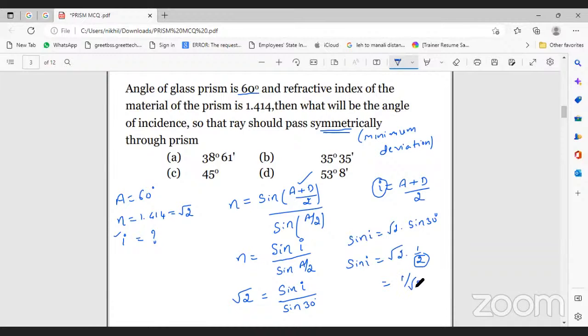So sine I is equal to 1 by root 2, because the 2 in the denominator becomes root 2 into root 2, cancelling with the root 2 in the numerator. So I will be equal to inverse sine of 1 by root 2. That is what angle? 45 degrees, sir. So which is the right option? C, sir.